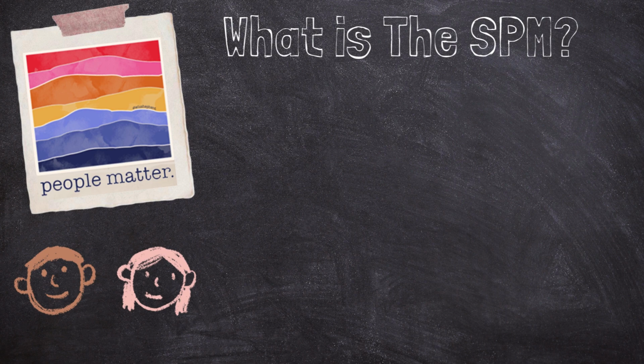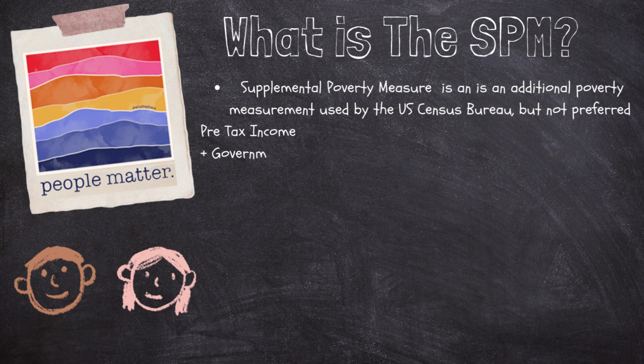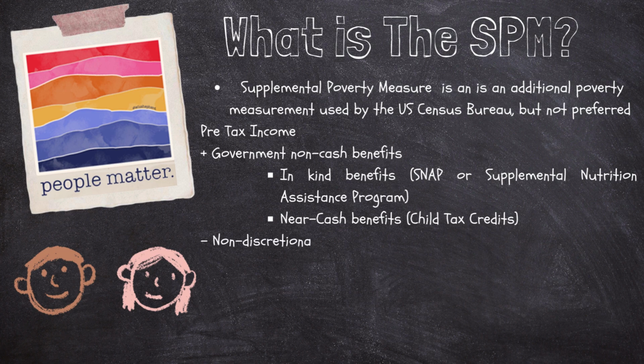So what is the SPM? The SPM, or Supplemental Poverty Measure, is an additional poverty measurement used by the U.S. Census Bureau, but it is not preferred. This measurement examines the resources of households by measuring their income and then adding government non-cash benefits. This includes both in-kind benefits, like the Supplemental Nutrition Assistance Program, or SNAP, which provides food benefits to supplement in grocery shopping, and near-cash benefits, like child tax credits.